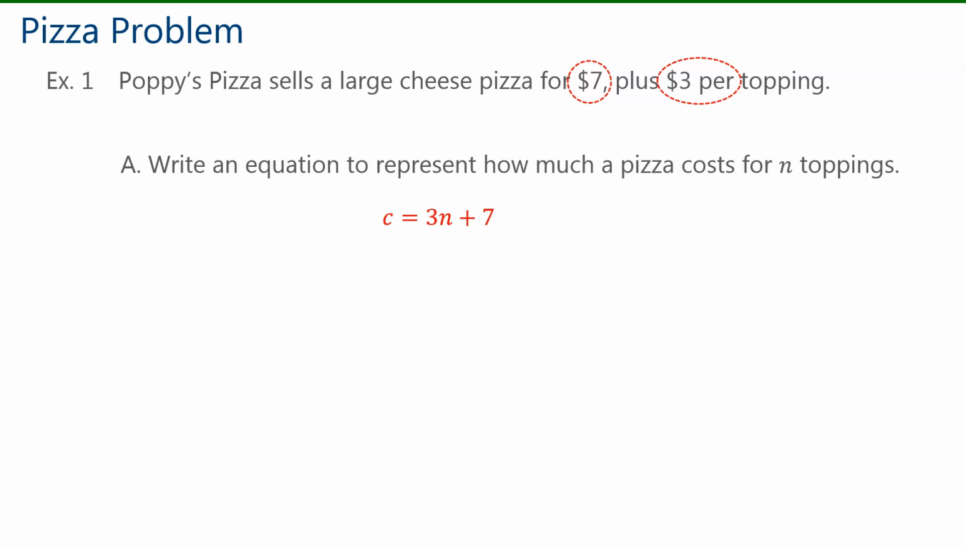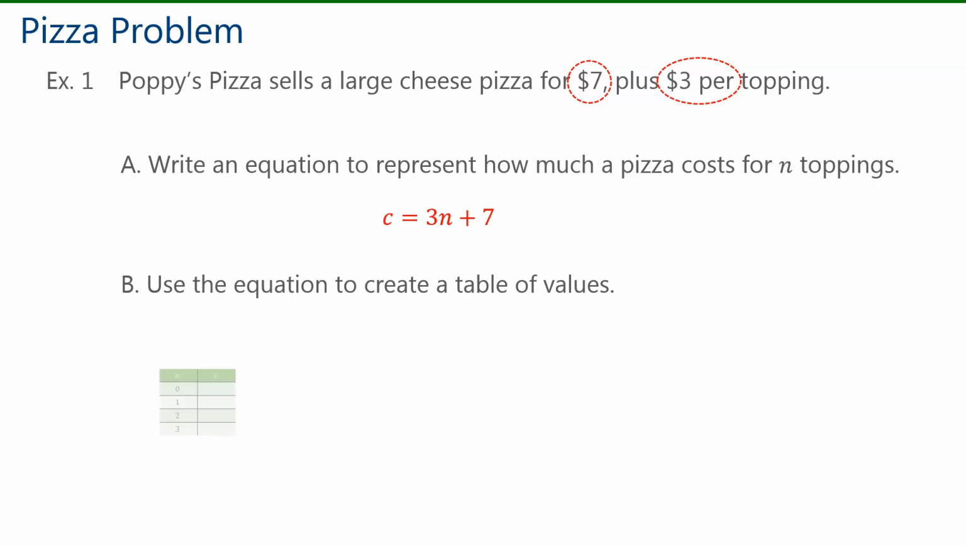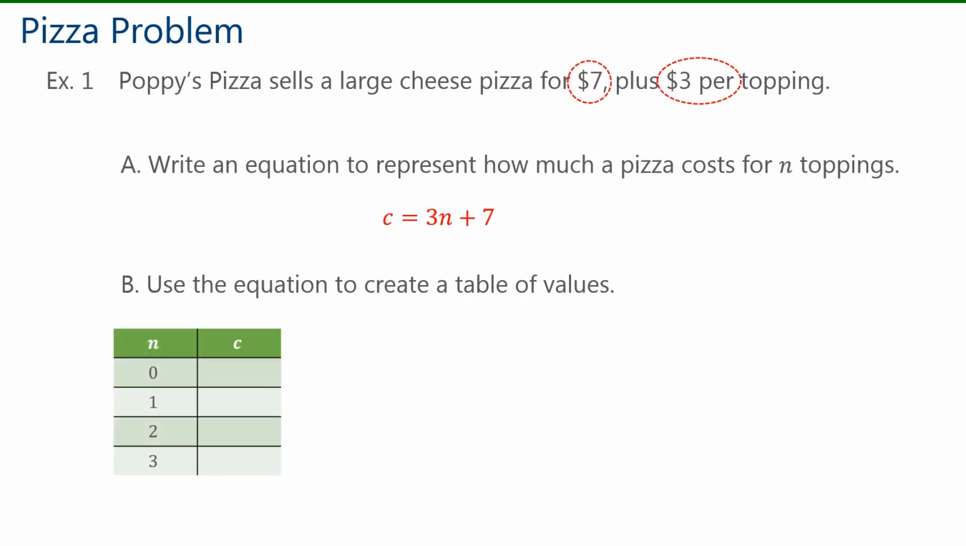You'll notice in this equation we're not using x's and y's, but we're using C and n. C represents cost, and n represents the number of toppings. We're going to create a table of values for this equation. N is going to be in our first column, and cost is going to be the output. So we're going to substitute each n value into the equation to determine what the cost would be.